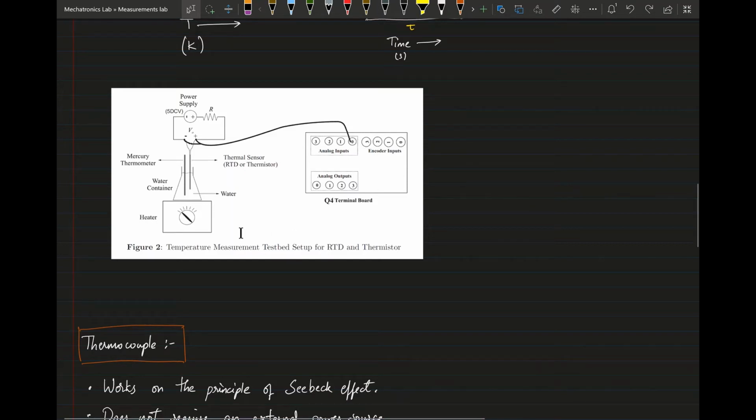So for the experiment, you will see we have a beaker which has water in it, and we'll be heating it using a heater.